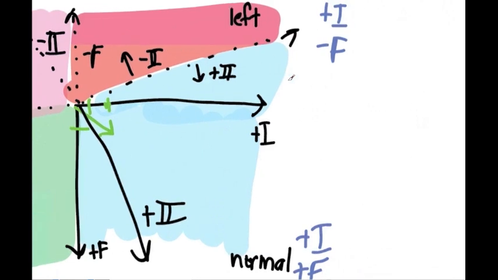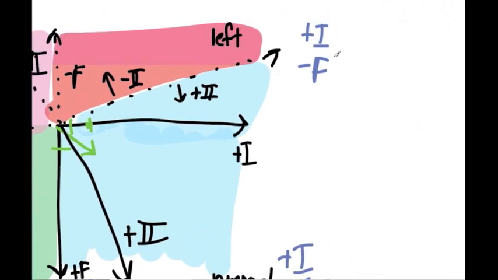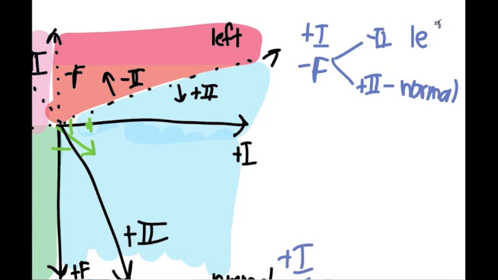So let's annotate this a bit. So if we're in this quadrant here, we know we got to look at lead 2. If lead 2 is positive, we have normal axis. If lead 2 is negative, we're on that other side and we have left axis, given that 1 is positive and F is negative.